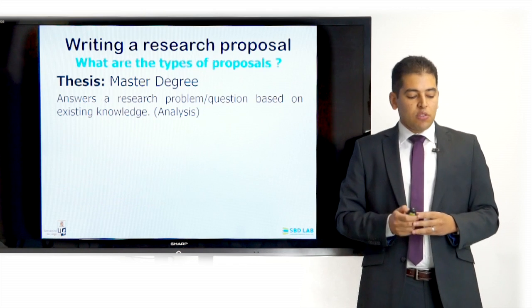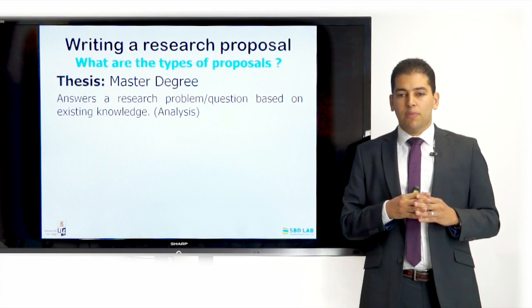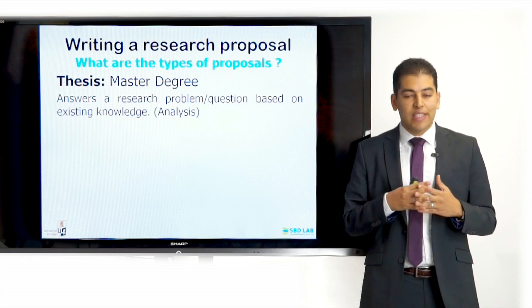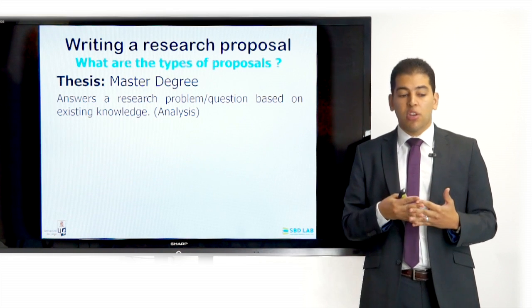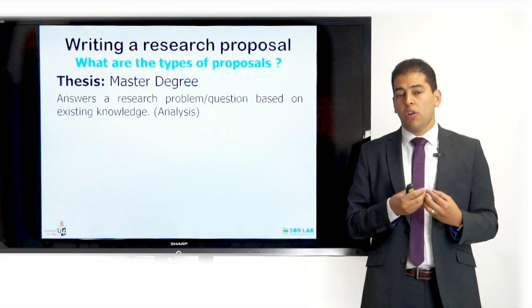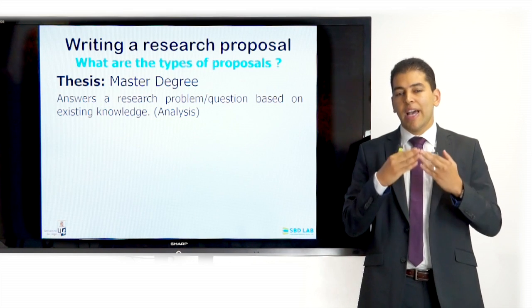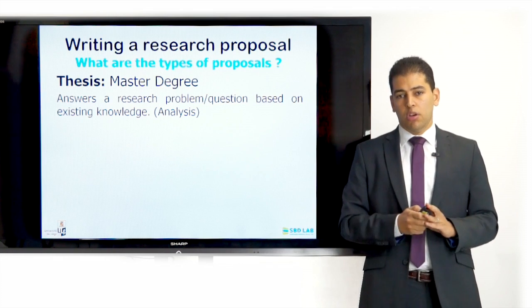Well, the next question is, what are the types of research proposal that we have? Many people get confused about that. We have a research proposal that is mainly under a thesis. A thesis is mainly a manuscript that you write for a master degree, and it answers a research question based on existing knowledge. And here we are looking at your capacity to think critically, analyze deep information, process that and present it as new knowledge.